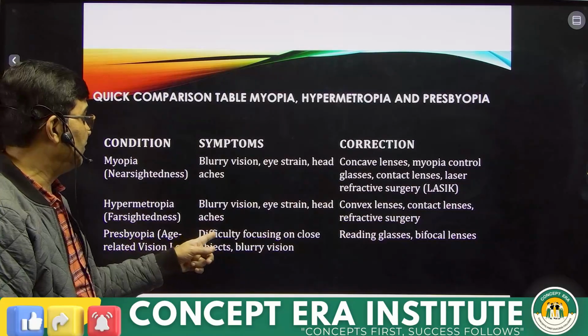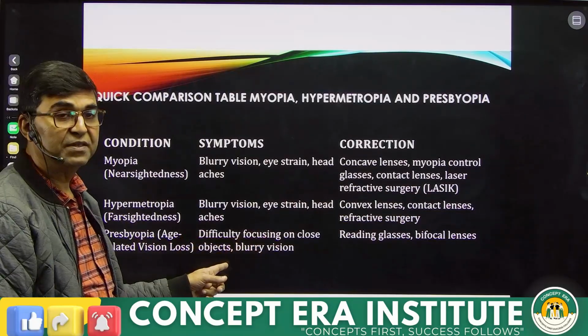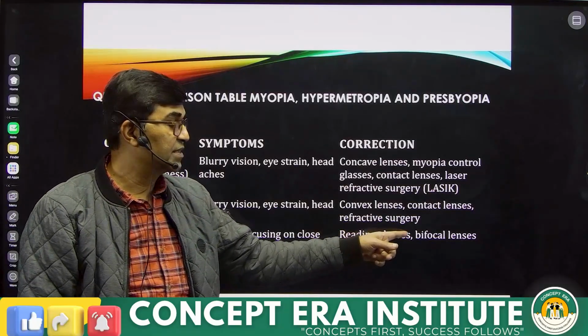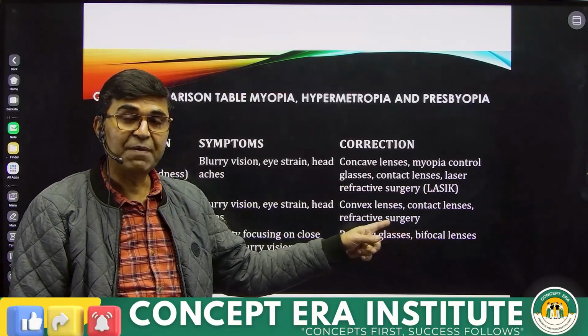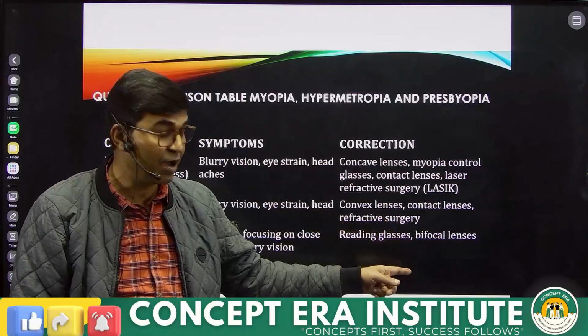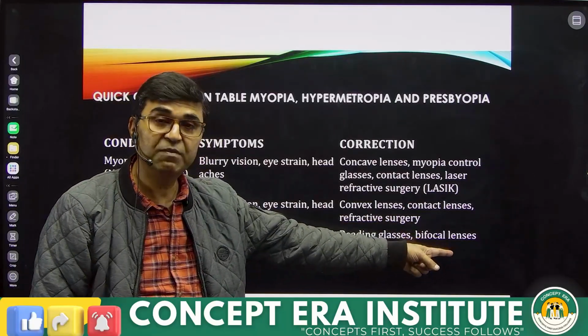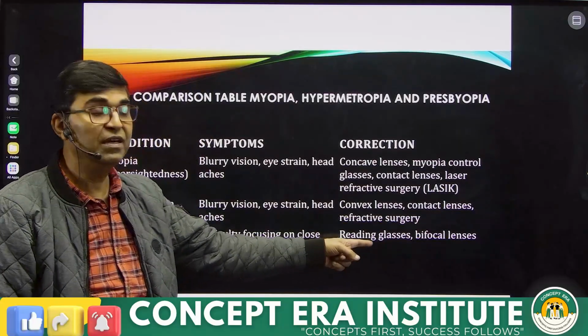Presbyopia: difficulty focusing on close by objects, again blurry vision. Correction: reading glasses or bifocal lens. If hypermetropia and myopia are both occurring at the same time, then bifocal lenses will be used. Otherwise, only reading glasses will be used.